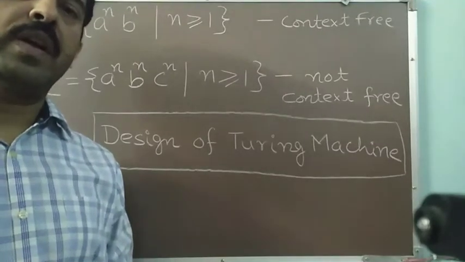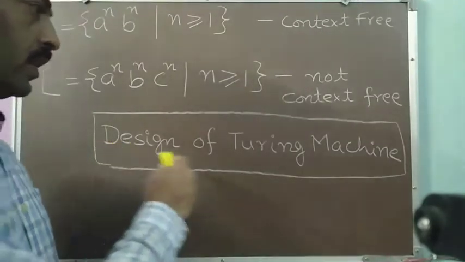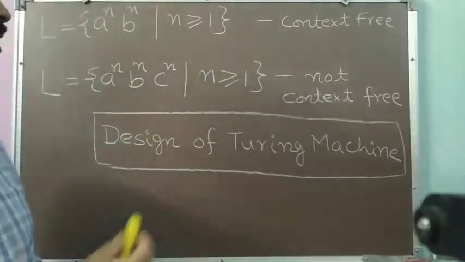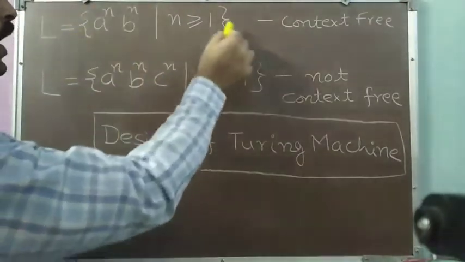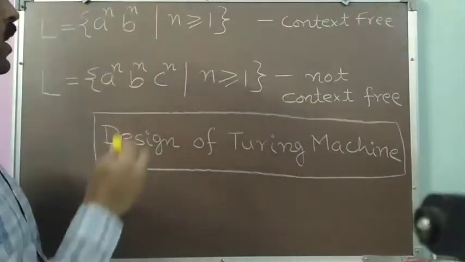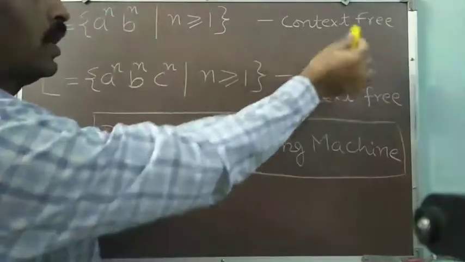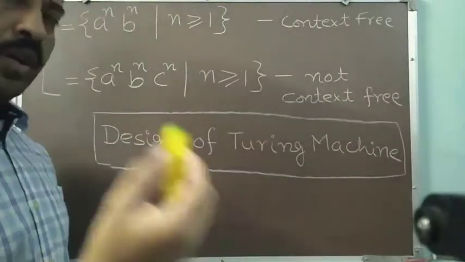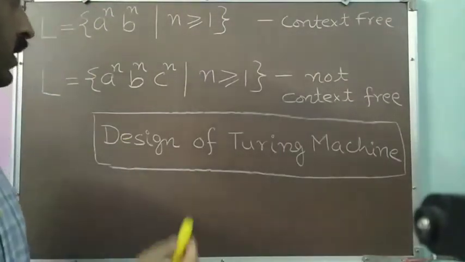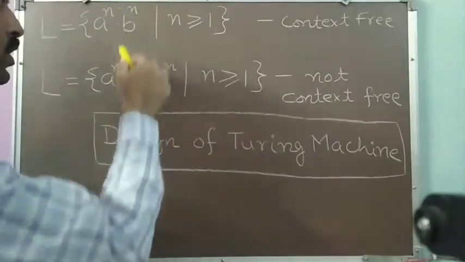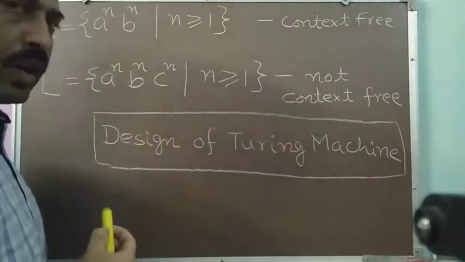Dear students, welcome to the second session of the design of Turing machine. In the previous session, we discussed the design of a Turing machine for the language a to the power n, b to the power n, n greater than or equal to 1, which was a context-free language. In today's session, we will discuss the design of a Turing machine corresponding to a language which is almost similar to this, but is not a context-free language.